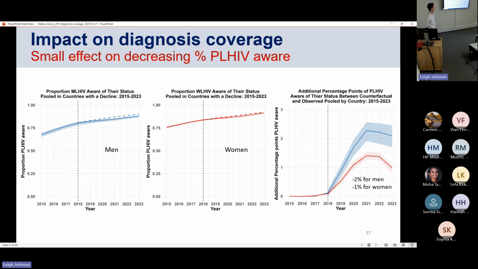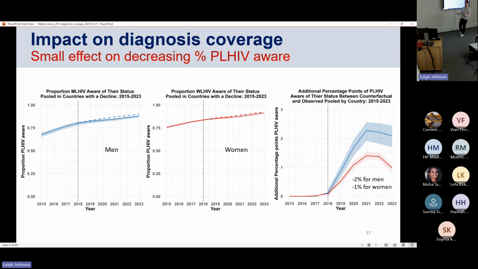So basically, what's the impact on the proportion of people living with HIV aware? Here we have the impact on men, the impact on women. We can see that it's very small, 1%, 2% for men, 1% for women. And this graph basically is just the difference between these two curves. So we can see here the 2% decline and 1% decline.